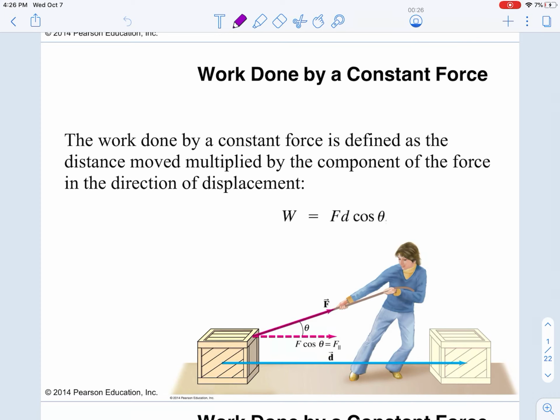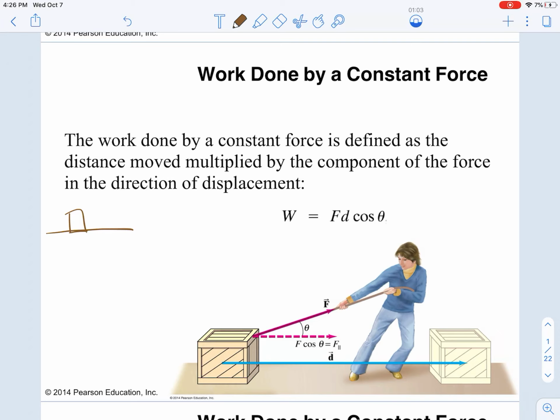Work is going to be a force multiplied by the distance that the object is moved due to that force. So when we look at this illustration, we have a woman here who is pulling on a rope in order to move this box a horizontal distance. Now, before we begin to analyze her force applied, let's just look at a very basic illustration of an object that we're going to have on a horizontal surface.